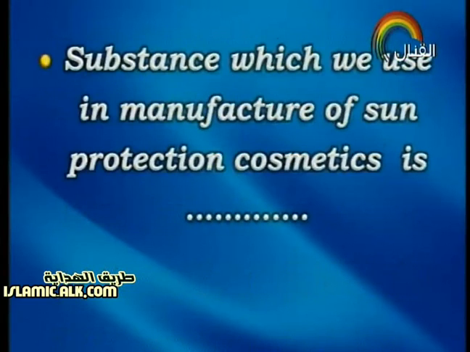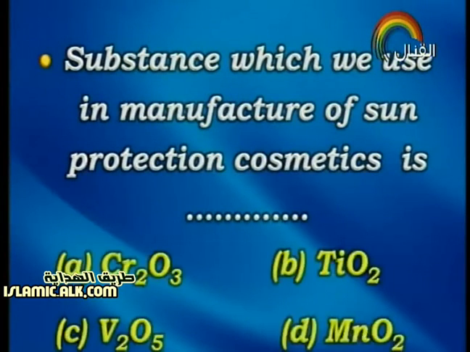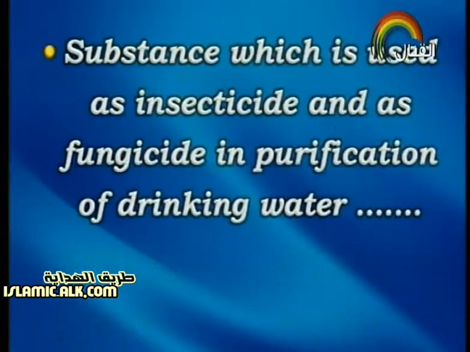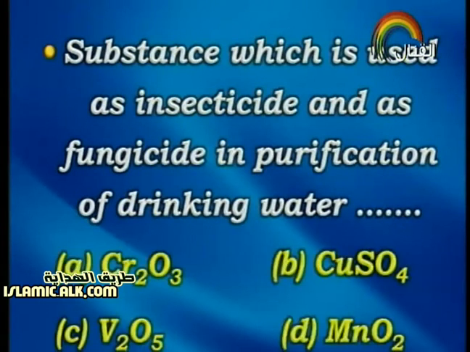Next point, substance which we use in the manufacture of some protection cosmetics. Is it chromium oxide or titanium dioxide or vanadium pentoxide or manganese dioxide? Yes, if you think about it, it will be titanium dioxide. Next point, substance which is used as insecticide and fungicide and in purification of drinking water. Is it chromium oxide or copper sulfate or vanadium oxide or manganese dioxide? If you think about it, yes, my dear student, it will be copper sulfate.